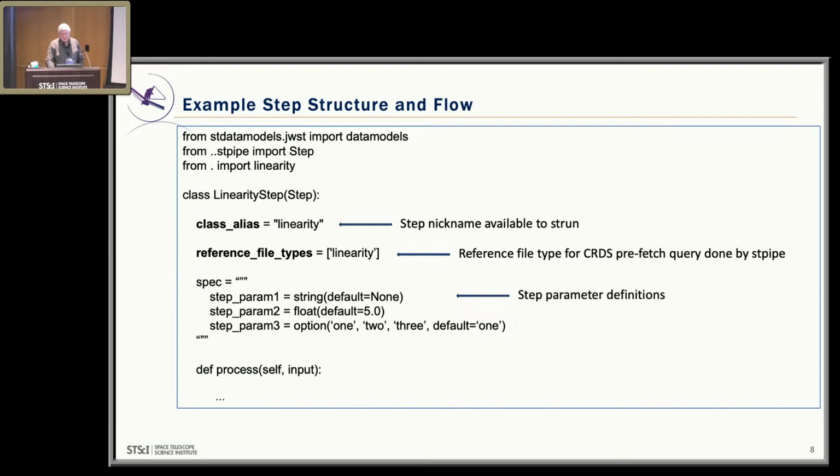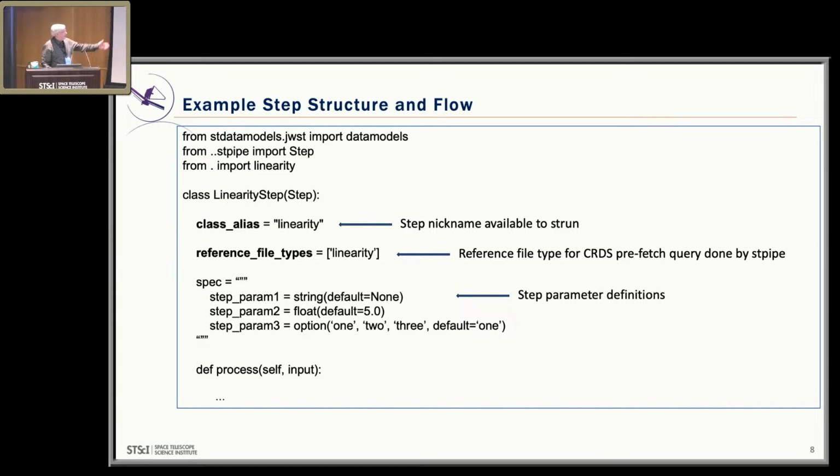This is there so that when the step is first instantiated, it'll go off and do a prefetch or look in the CRDS system to find out, okay, is there a suitable linearity reference file available that I can use for this? And if not, it'll throw a warning so you know, even before you've wasted time trying to run the step, that you don't have a reference file available to use for it.